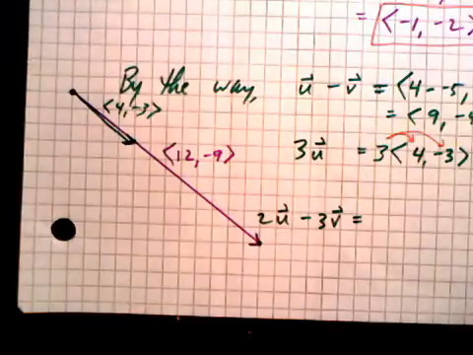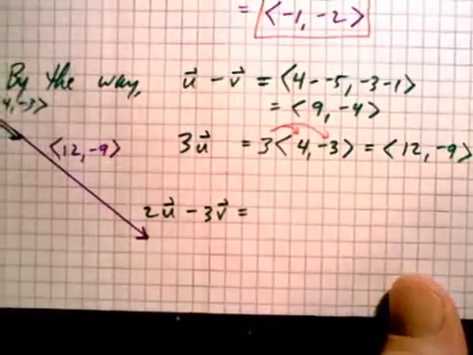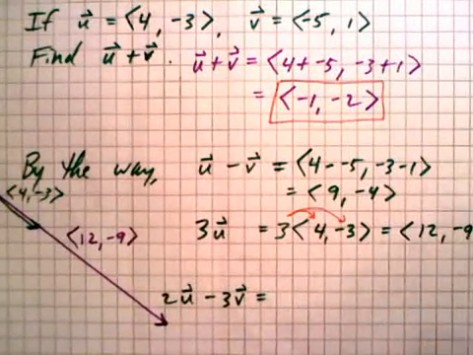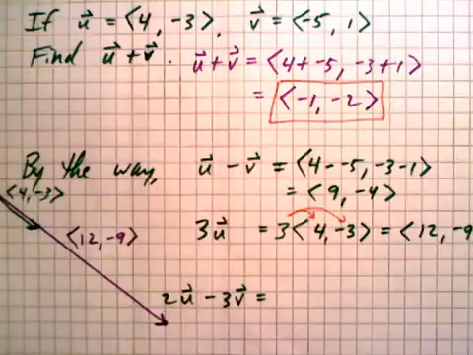Anyway, 2u minus 3v. Go ahead and pause the video and try that one on your own. We're going to use the u and v from this problem right here, u and v right up there. Okay, again, pause the video. See if you can get the same answer, and then we'll start a new video after this one.